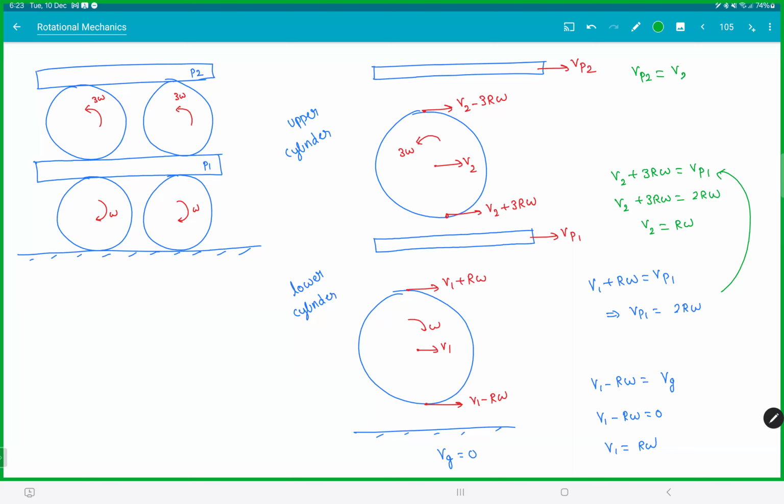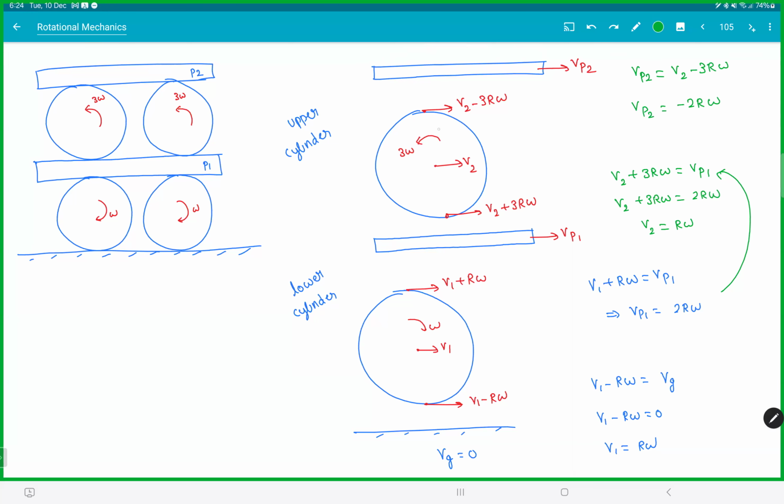Vp2 is V2 minus 3R omega, but V2 is R omega minus 2R omega. That means the plank is actually going backward. So this upper plank is not going front, it is going back. So you don't worry about the directions. You take forward, negative, doesn't matter. The signs will take care of it.